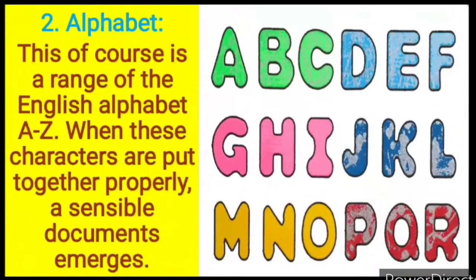What about alphabet? This, of course, is the range of the English alphabet, A to Z. When these characters are put together properly, a sensible document emerges. When these alphabets are combined together, you get new words. For example, if you pick a B, an A, and a T, you get what? Bat. That's another word.